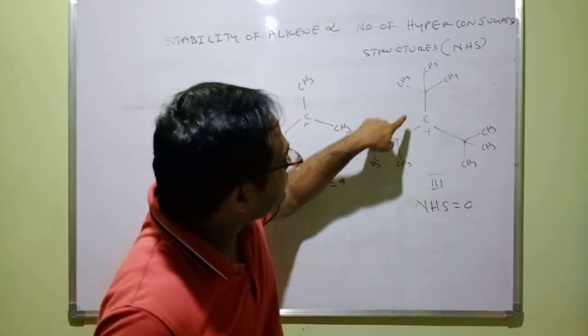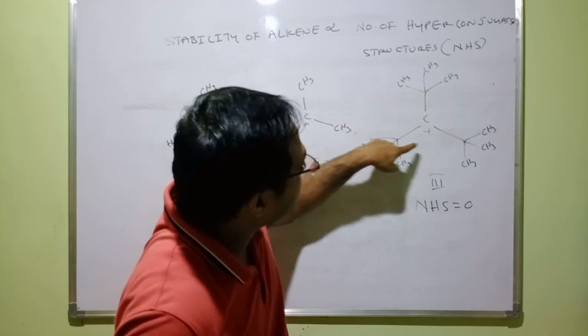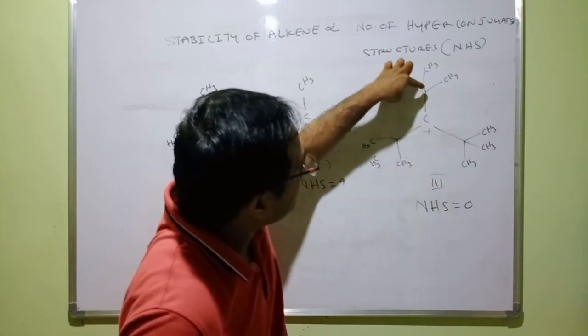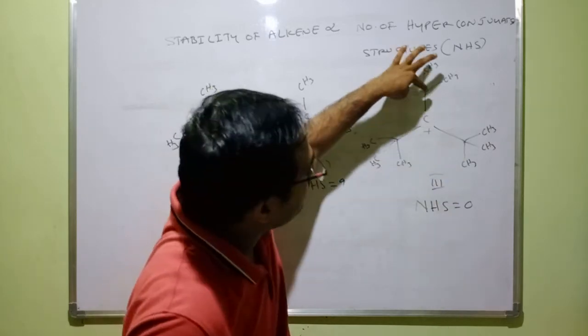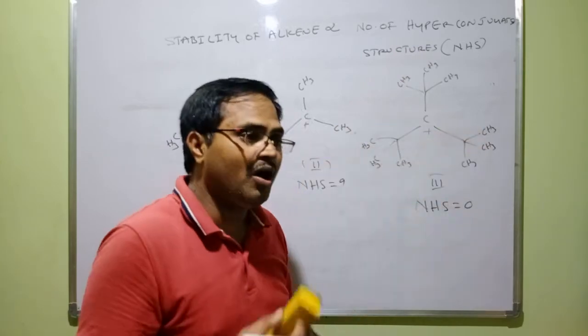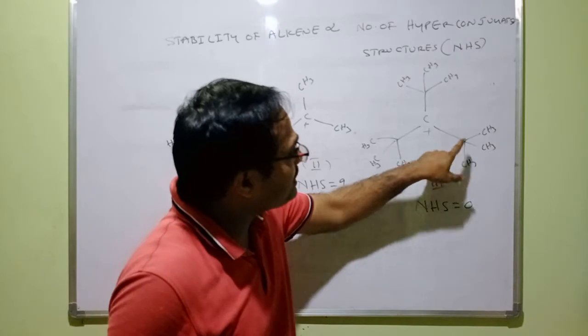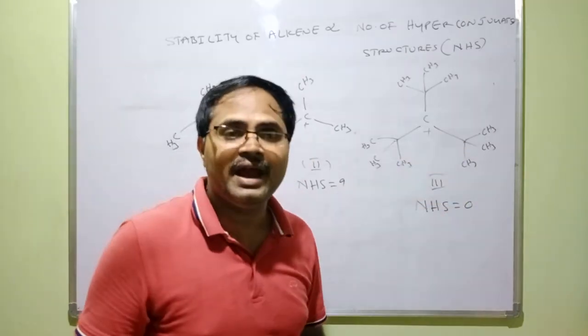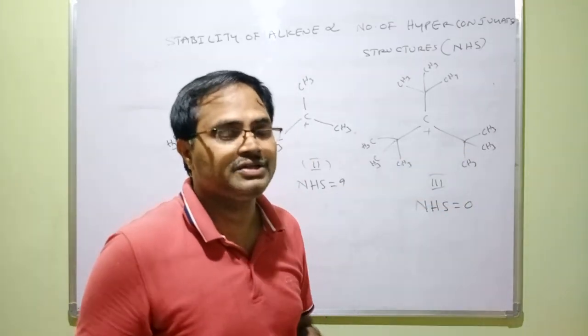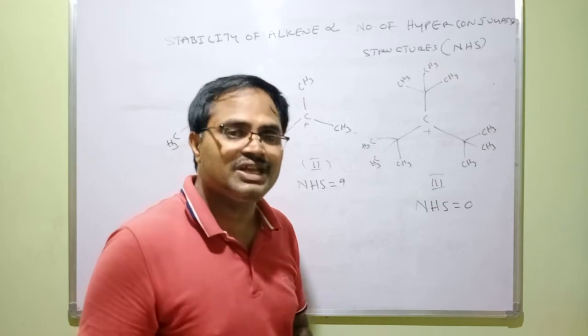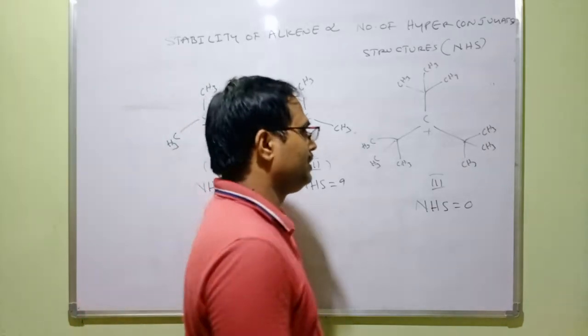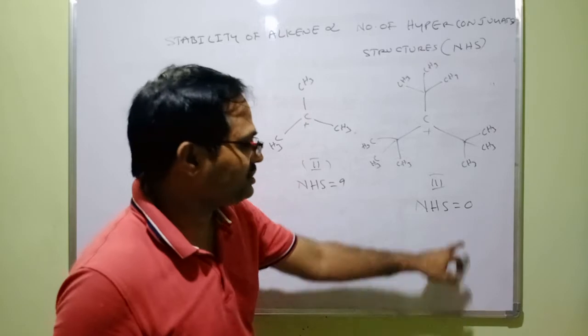So you have CH3 groups, so you have sp3 carbons. You have alpha carbons, and all alpha carbons undergo sp3 hybridization. But that sp3 alpha carbon is not carrying any hydrogen. If you don't have any hydrogen, that doesn't give any hyperconjugated structure. So the number of hyperconjugated structures is 0.